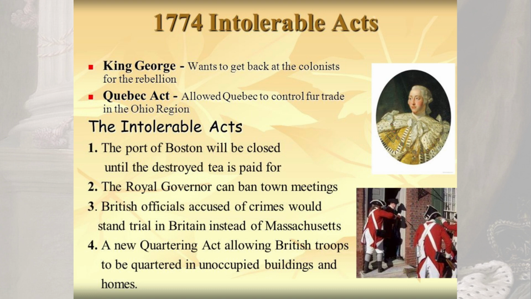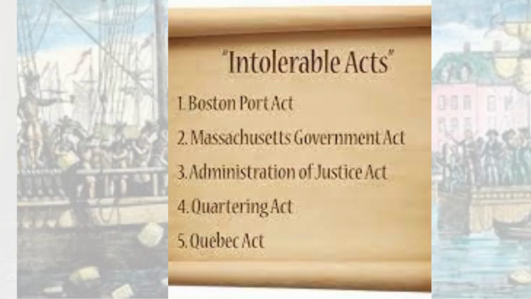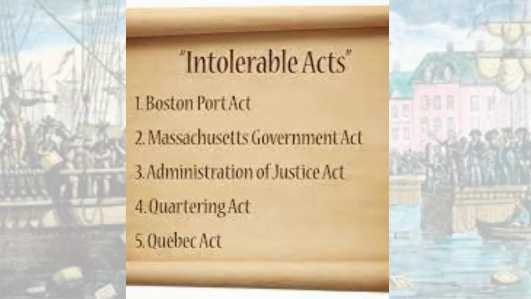2. Massachusetts Government Act. This act changed the government of the colony of Massachusetts. It gave more power to the governor, who was appointed by Great Britain, and took away power from the colonists. Many of the government officials that used to be elected by the people would now be appointed by the governor. The act also said that only one town meeting a year could be held. This act angered the entire colony of Massachusetts and put fear into the other American colonies. If the British government would do this to Boston, they may do it to all the colonies.